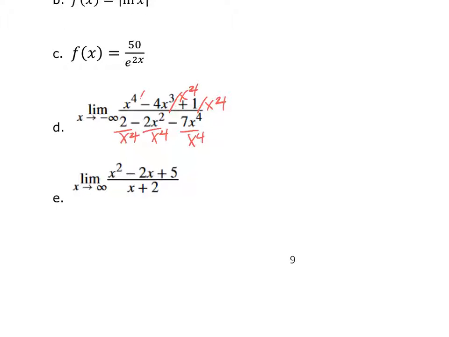What I end up with by doing that, I'm not going to take the limit yet, I'm just going to show you what I'm doing algebraically. On my first term in the numerator I get a 1, and then minus 4 over x, and then plus 1 over x to the 4th.